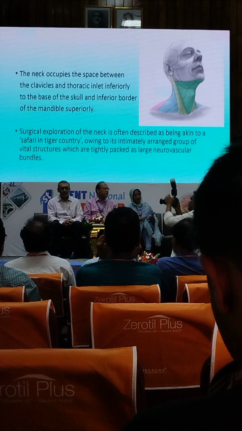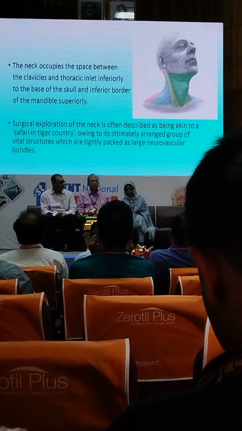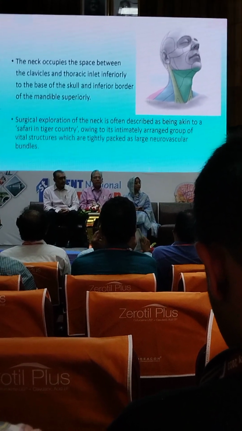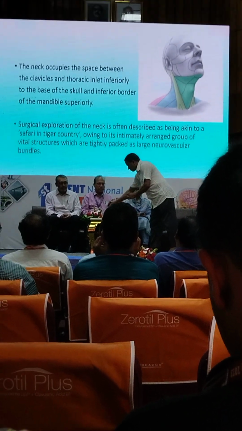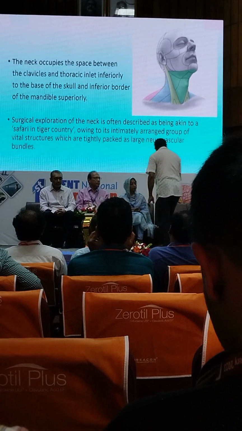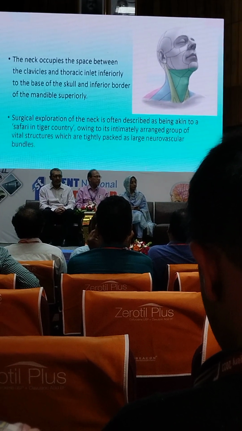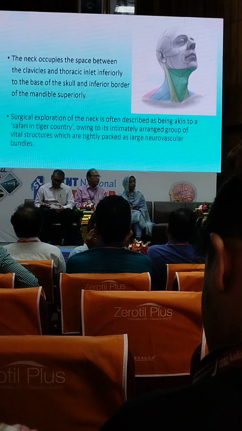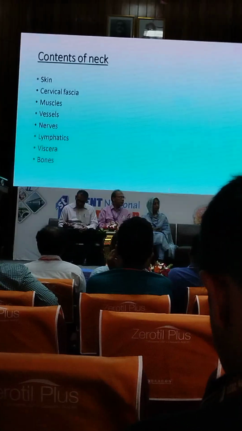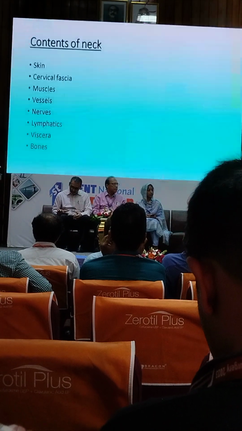Which area of the body is the neck? The neck occupies the space between the clavicle and thoracic inlet inferiorly, and the base of skull and inferior border of mandible superiorly. Surgical exploration of the neck is often described as being akin to a safari in tiger country, owing to its intimately arranged group of vital structures. These are the contents of the neck: skin, cervical fascia, muscles, vessels, nerves, lymphatics, viscera.